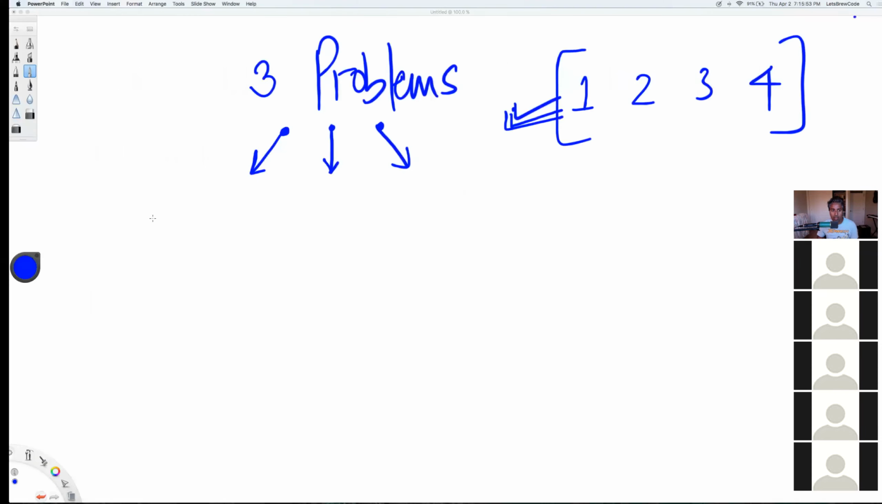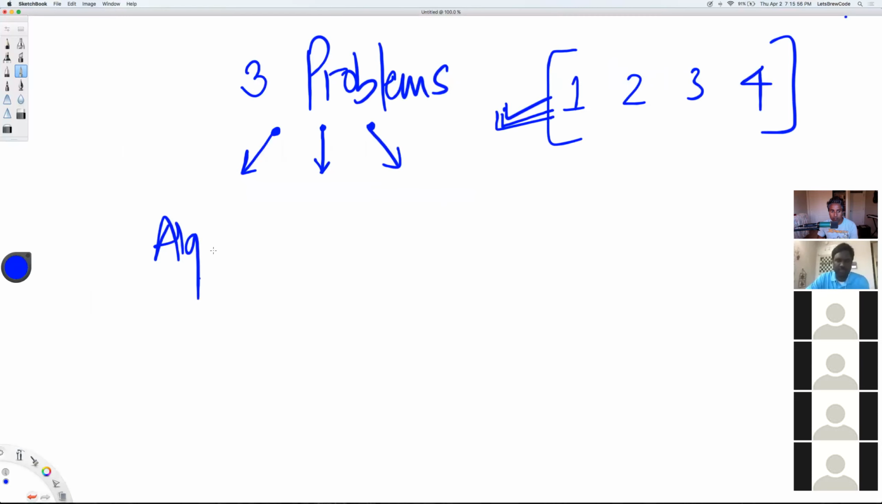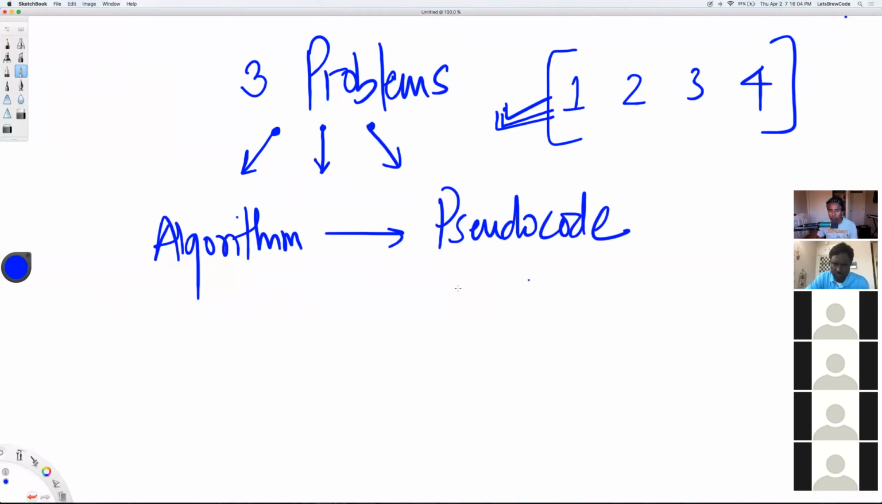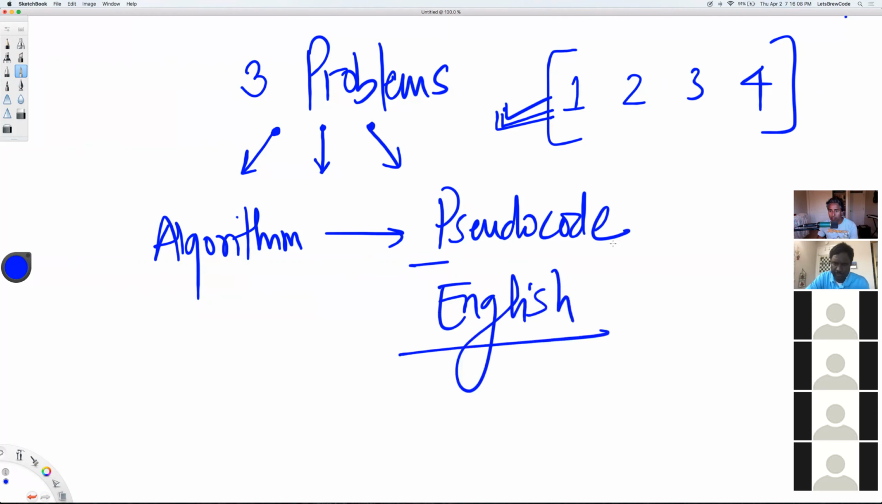By constructing an algorithm, what I mean is you either write pseudocode or you write English code. I don't care. You can write anything. The main important thing is that you should be able to write it in a way that it can be coded into a computer later on, either Java, C++, Python, whatever you want to choose. You should be able to code it.